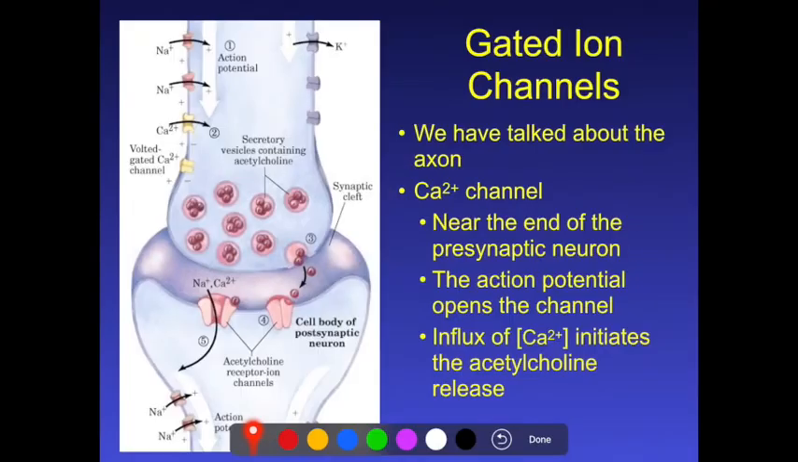All right, we're going to look at the action potential in just a moment. And remember, acetylcholine is released into the synaptic cleft and bound to the acetylcholine receptor, which allows sodium into the cell and potassium out.